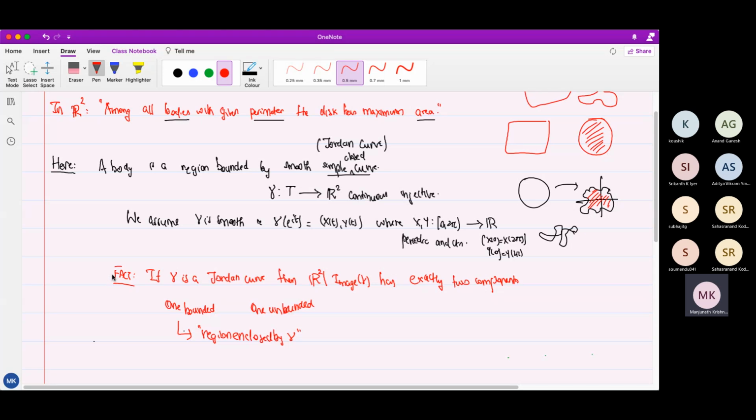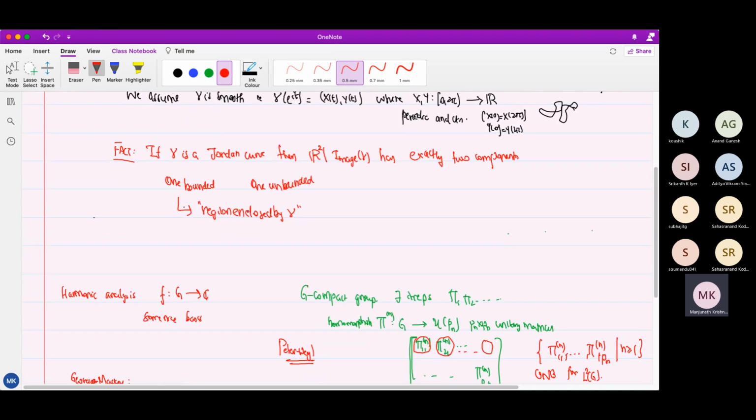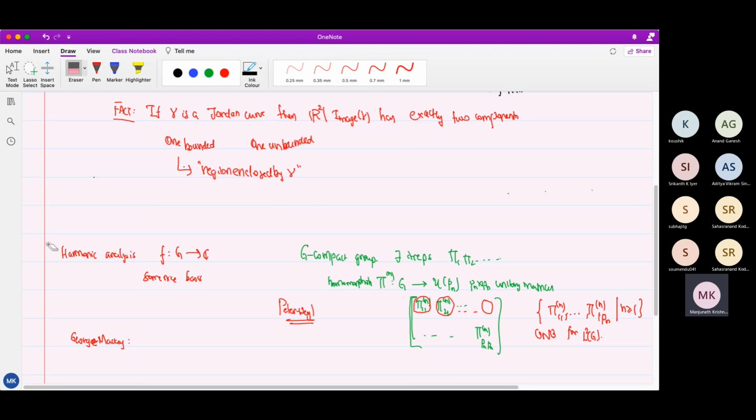But maybe there is a simpler proof if you assume gamma is smooth. Does anyone know? We are going to just assume it anyway. But does someone know if it is an easy thing if you assume smoothness of gamma? I don't know. Topologically, you just need a continuous curve from the circle. So that's all you need. So this is what we mean by a body: a region enclosed by a smooth Jordan curve.